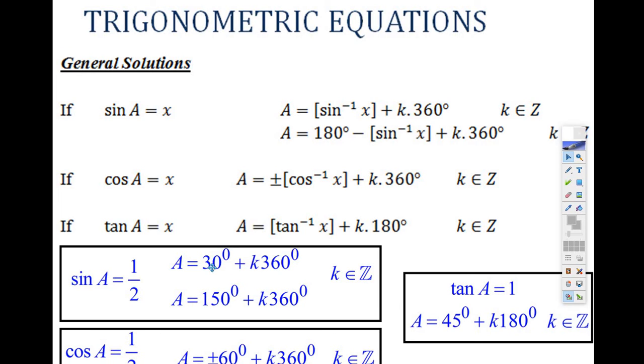Now, if 30 degrees works, you go 180 minus 30 degrees. It's always 180 degrees minus this angle here. That will give you your second solution. And that's how sine works.